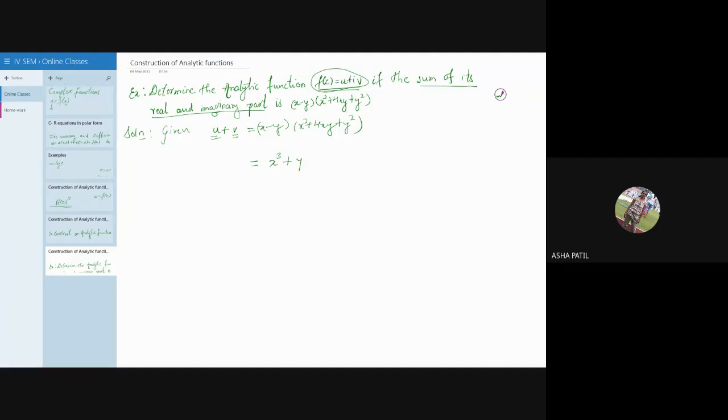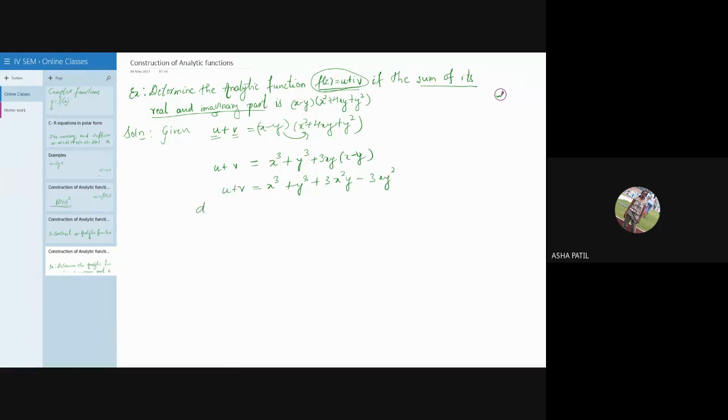It is x cube plus y cube plus 3xy into x minus y. If you multiply these two terms, you'll get x cube plus y cube plus 3xy into x minus y. That is u plus v. Or even if you want to simplify further, you can write x cube plus y cube plus 3x square y minus 3x y square. This is u plus v.